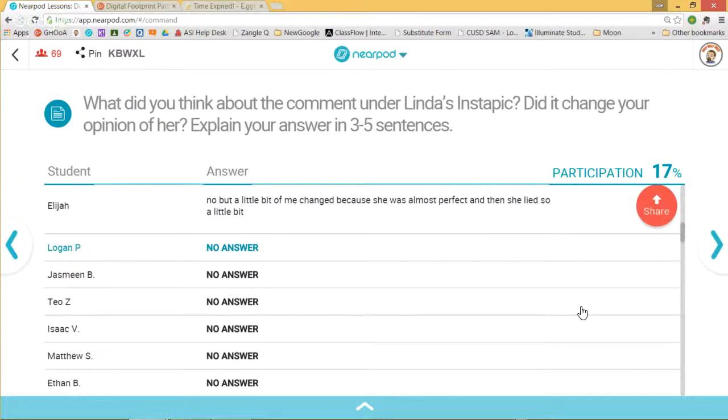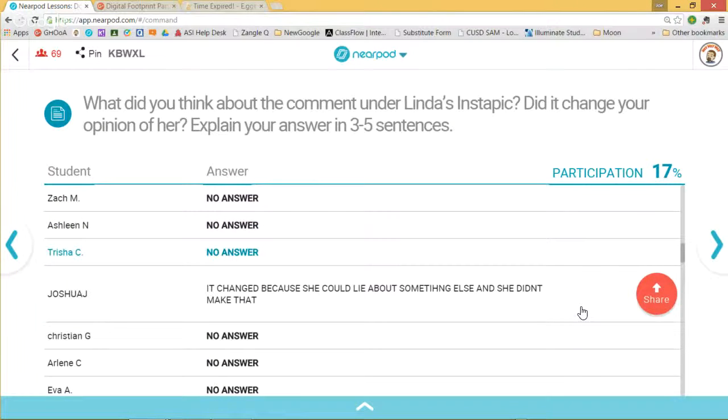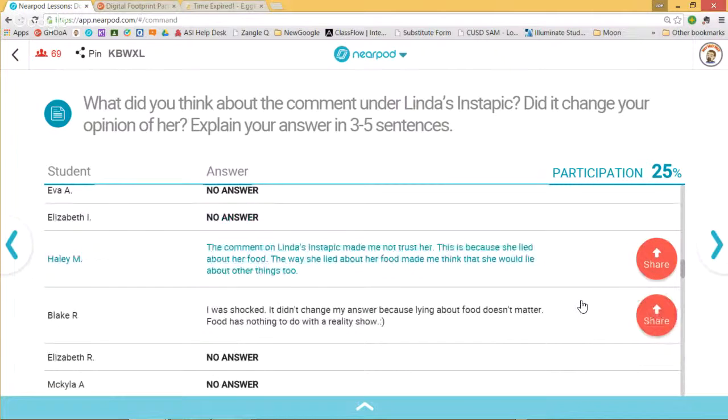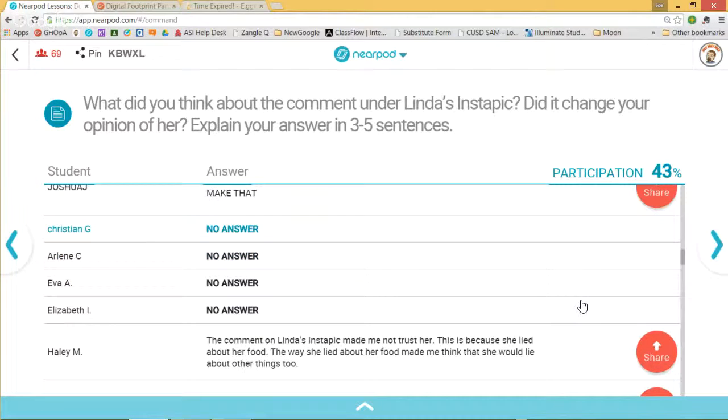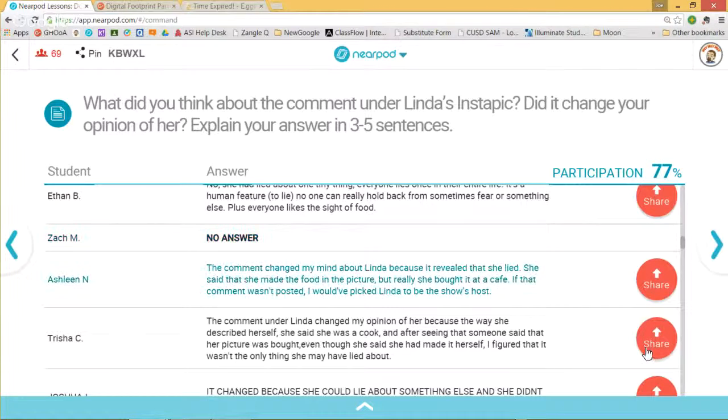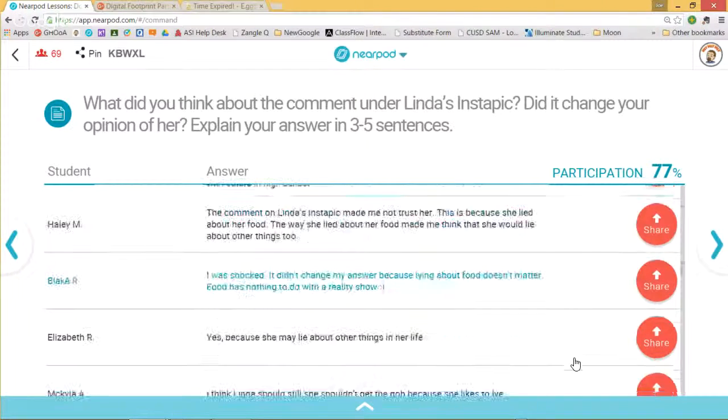About 30 more seconds, and then whatever you have, please hit submit. About 15 more seconds, and whatever you have, please hit submit. And 5, 4, 3, 2, 1. Okay, whatever you have, please hit submit so you get credit for this post.